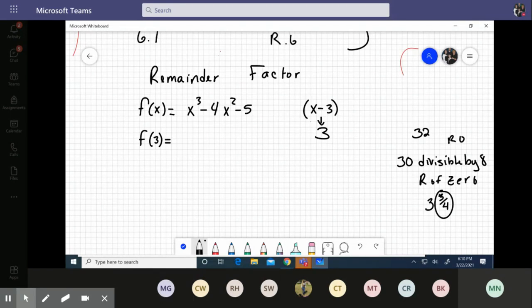If I get a 0, then it's divisible. If I don't, whatever I get, that's going to be my remainder. So 3 to the third minus 4 times 3 squared minus 5 gives me a 27 minus 36 minus 5. 36 minus 5 is going to give me a negative.